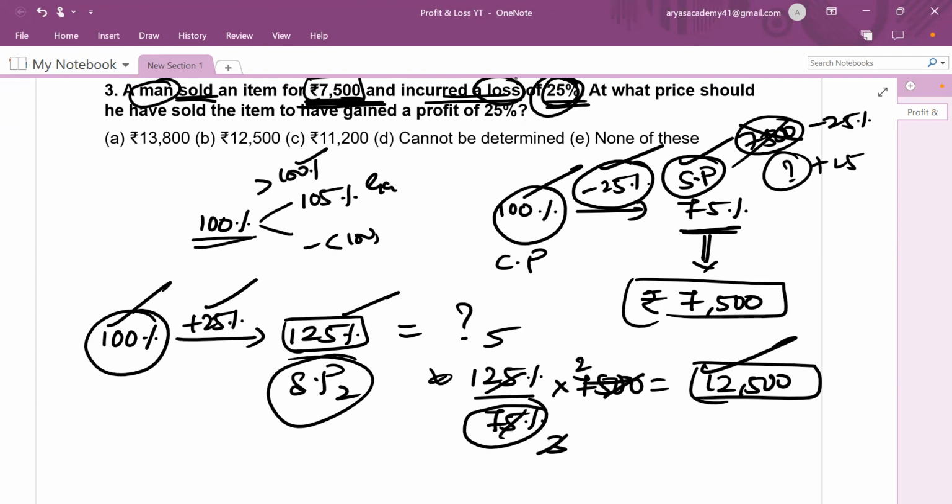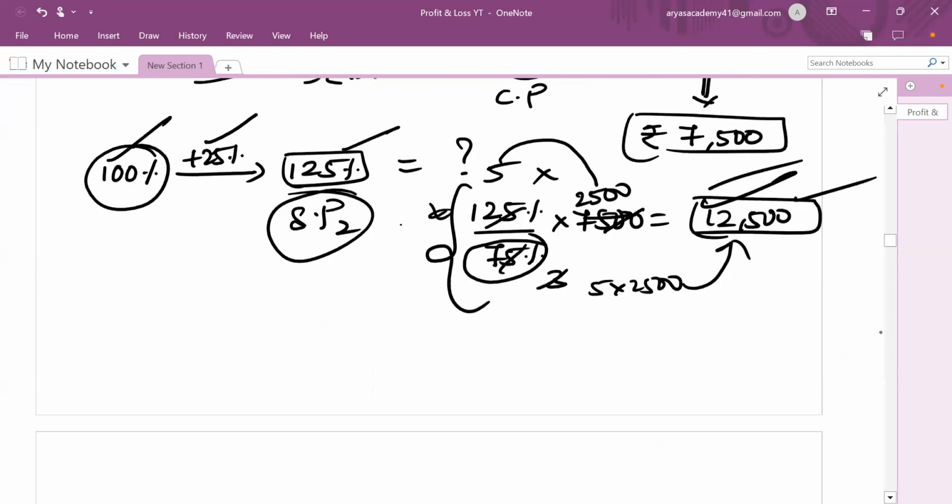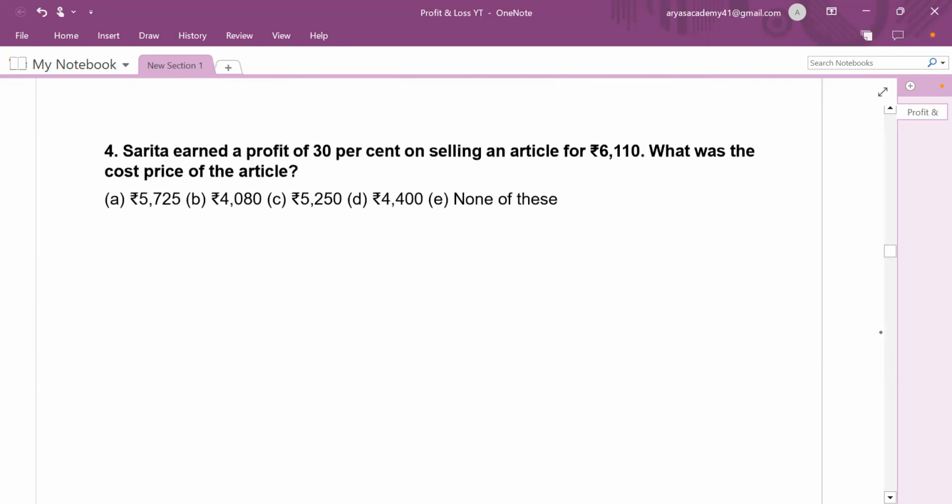3 will go 25 times. 3, 25, 75, double zeros are there. So 5 into 2500, again it will be how much? 12,500 only. But with practice, you can directly say it's 12,500 without actually writing all these steps. It's very simple to say the answers when the answers are in round figures, right? So the correct answer for this question is option B, that is rupees 12,500, right?